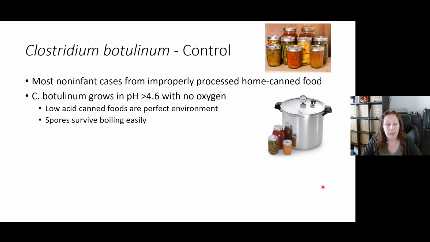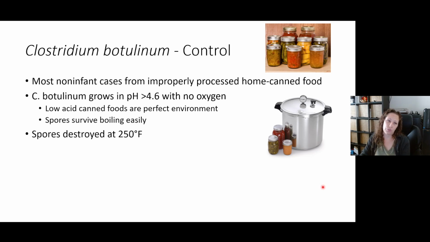Spores survive boiling easily, and so that is how it gets in the canned food. Very prevalent in the environment. The spores survive the boiling, and then after you've canned it, now there's no oxygen, it's a great pH, the cells come out of dormancy because they're in a perfect environment, and they start producing the toxin.